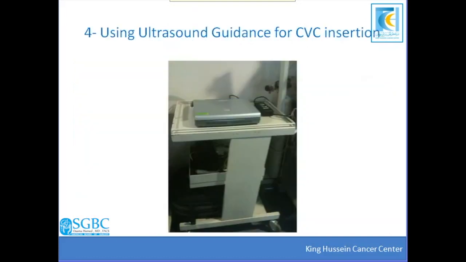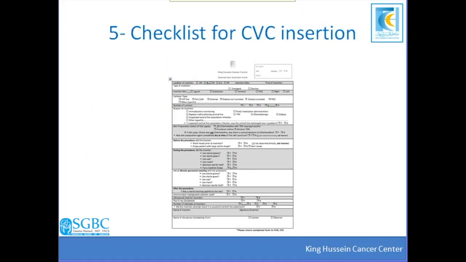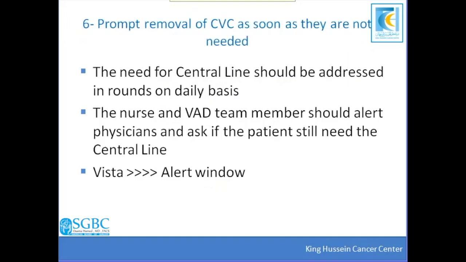In terms of using ultrasound, I know our anesthesia colleagues use ultrasound for insertion, but our ICU colleagues don't. So I think we should encourage that and be strict about it. Number 5 is the checklist. We're going to talk about it in more detail, but we have a checklist that comes with every central line insertion tray that needs to be filled. And finally, prompt removal of the central line as soon as it's not needed.